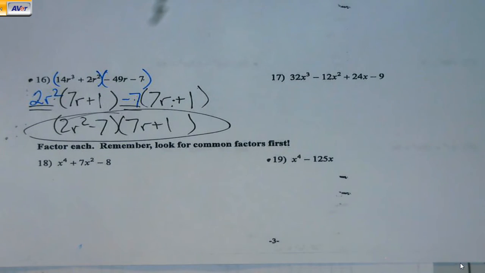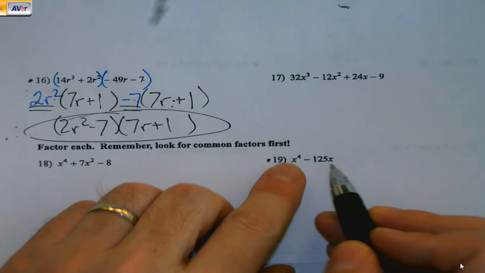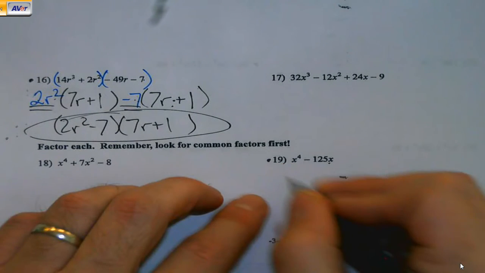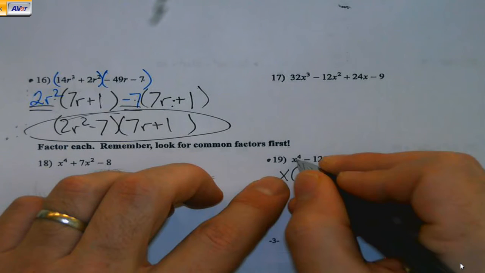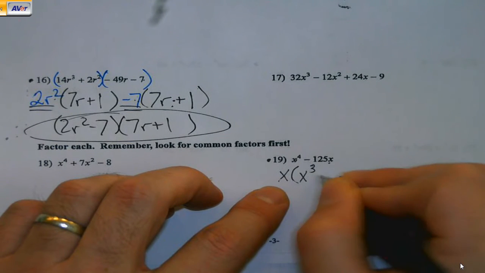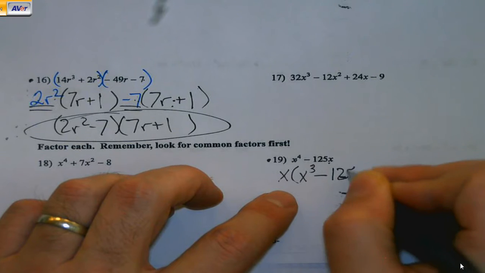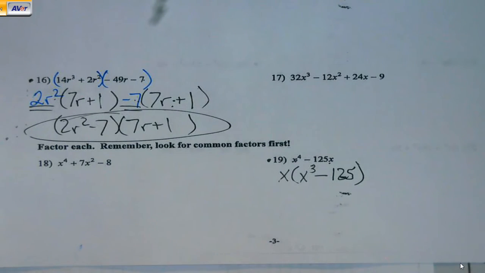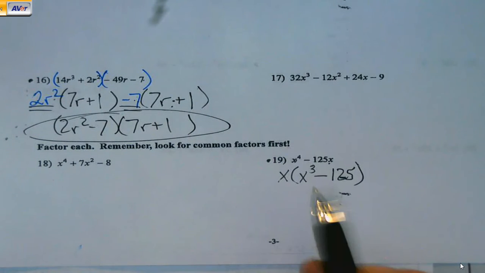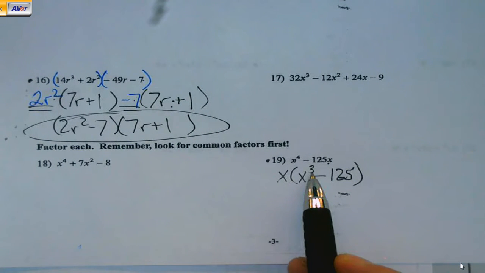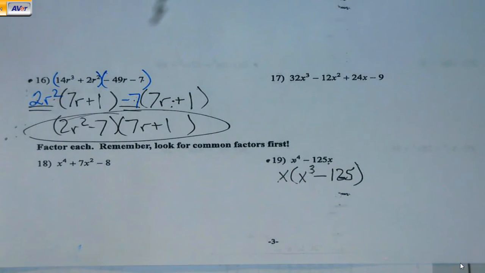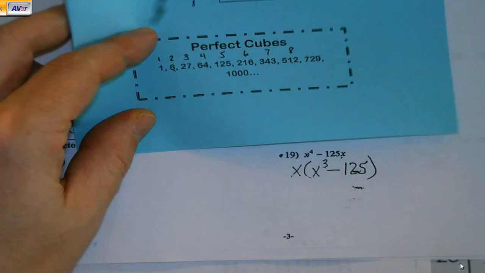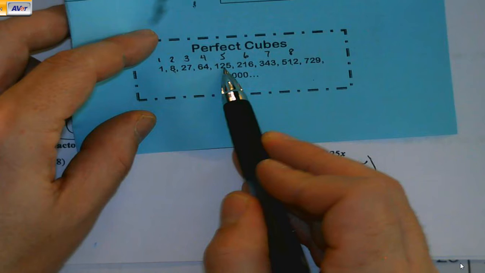Normal factoring. Remember, look for common factors first. So 19. Ooh. They both have an x. I can pull an x out. So that'll reduce that by 1. And that'll take the x out of that one. Now, before I circle it and say, I'm good, remember, look for clues. If you see a square or a cube, you may want to take a quick glance and go, ooh, is that a perfect cube? Oh, it is.